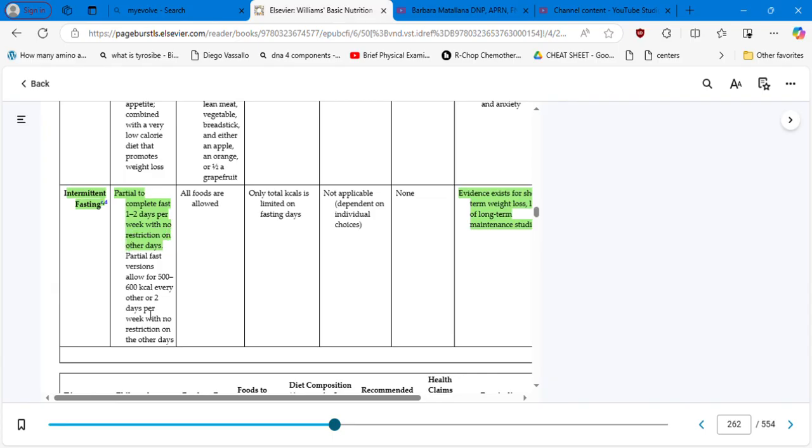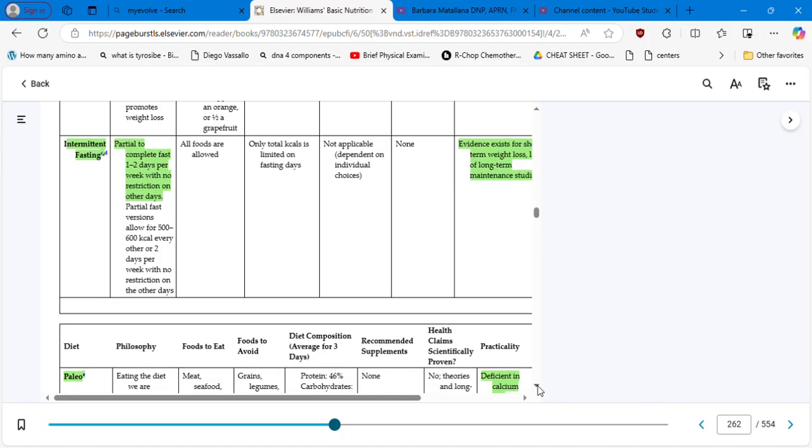But it seems to me that this table, even though it's very, very nicely done, is not breaking down the intermittent fasting into the several types, right? You have the 12, 16, 24 diet, and all foods are allowed, only total calories limited on fasting days.